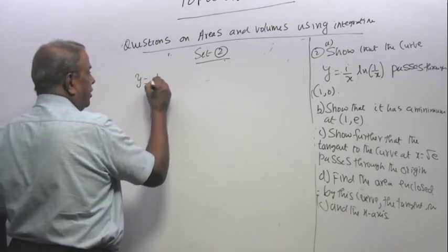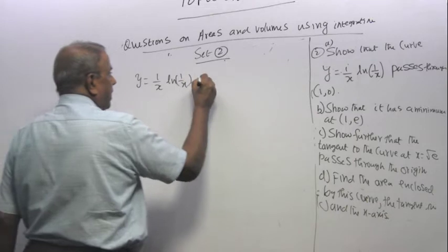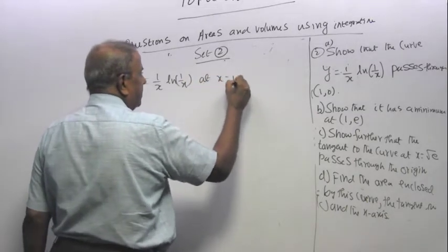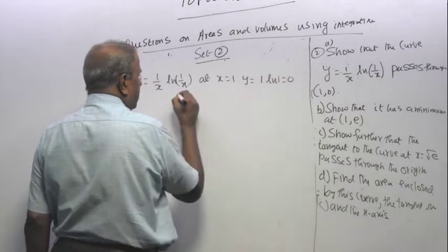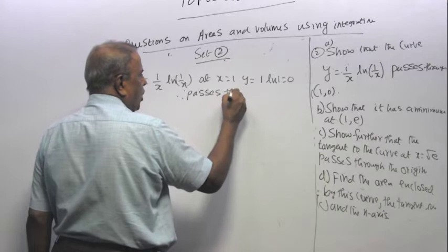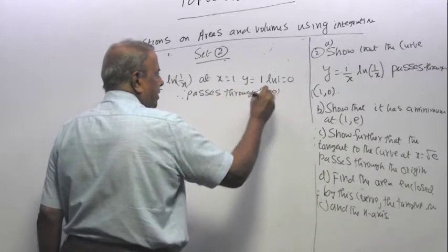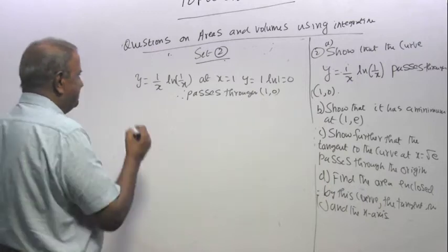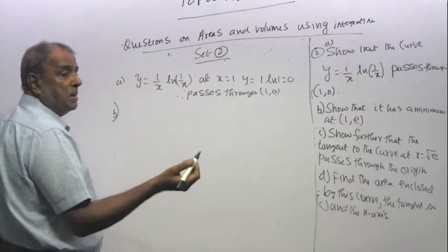Y is 1 over x, ln 1 over x. At x equal to 1, y will be 1 ln 1, which is 0. Therefore, passes through 1, 0. You will get only 1 mark to do that. That's part A. Next, it has a minimum point.